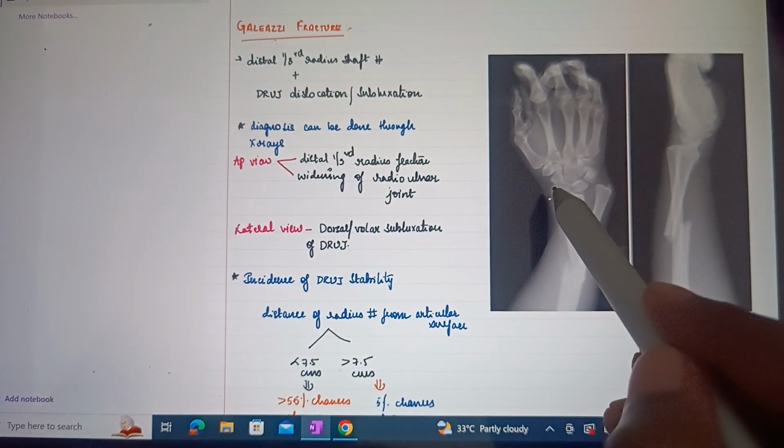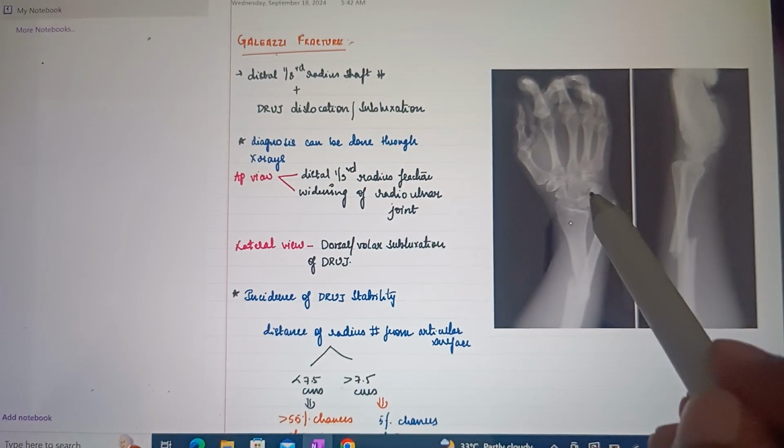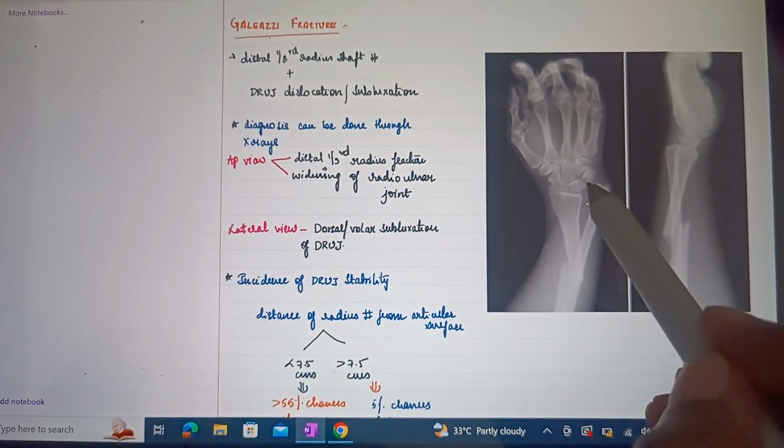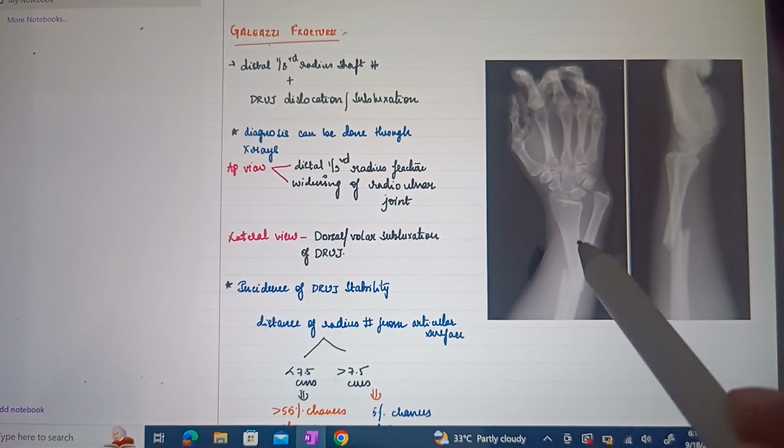So this is an X-ray showing fracture present at the distal 1/3 shaft of the radius as well as distal radioulnar joint. This is the distal radioulnar joint. So this is also involved. So this fracture is known as Galeazzi fracture.